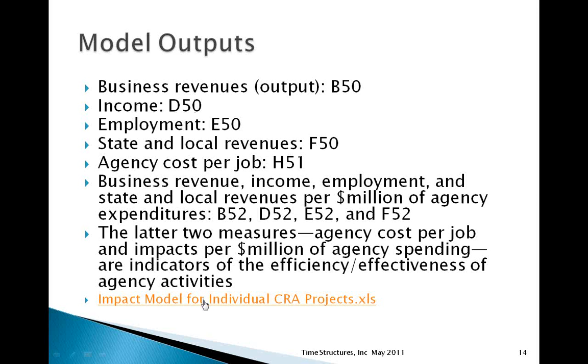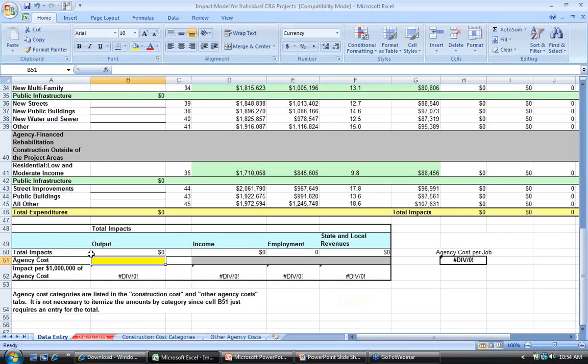So let's look at those again. So here are all the summary impacts. This is total output, total income, total employment, total revenues, and then this is impact per $1 million of agency cost. So again, you can see B51, which is agency cost, goes in the denominator. And again, for output, income, employment, state and local revenues. And then agency cost per job created is simply agency cost divided by E50.